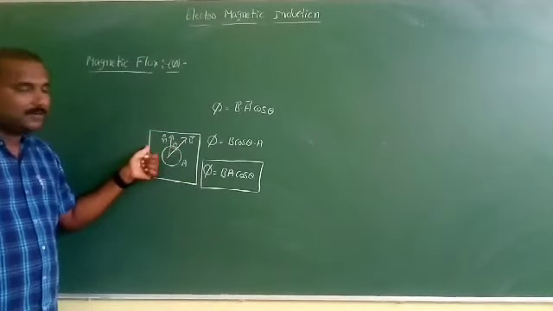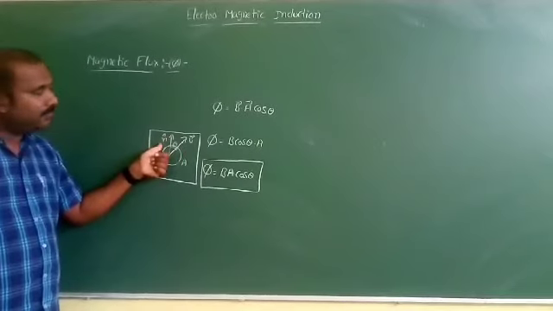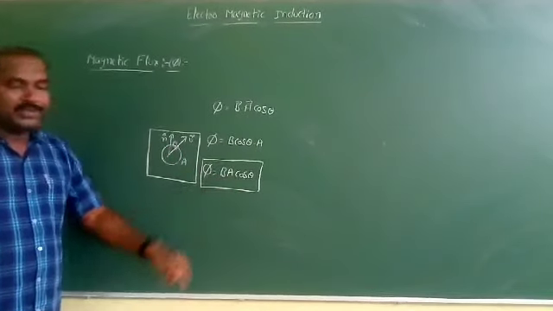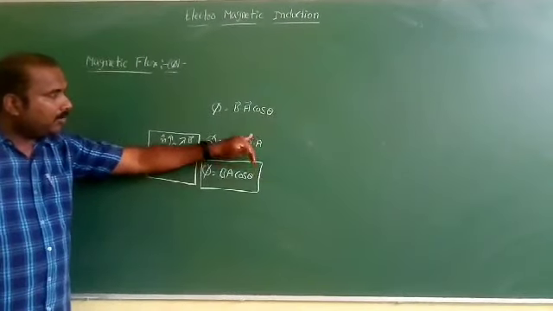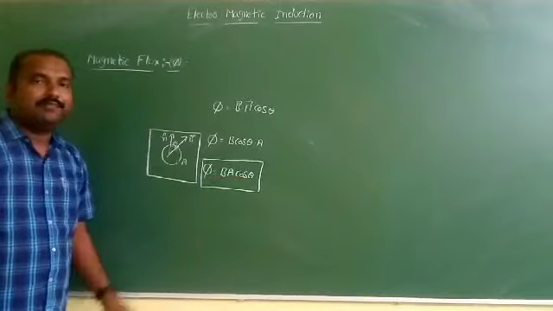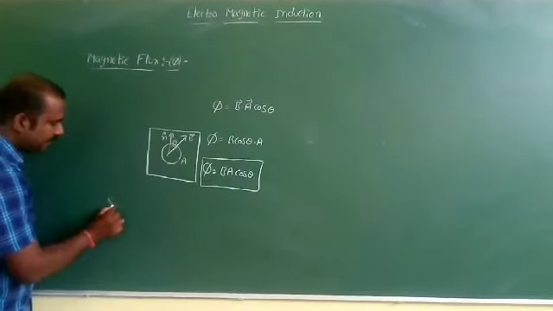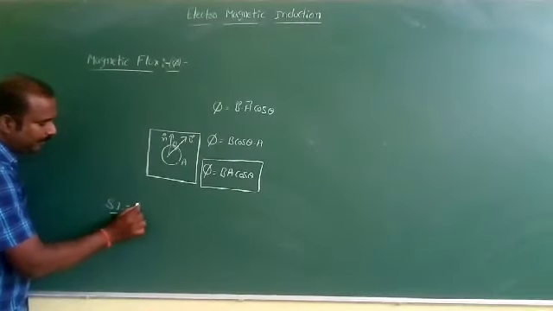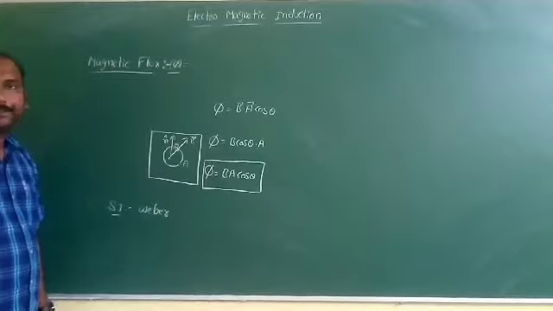Perpendicular to the plane of the surface means this will be the parallel component, and this will be the perpendicular component. B cos theta is the perpendicular component, and the product of area and the component perpendicular to the plane of the surface, that is B cos theta, gives the magnetic flux. What is its unit? Its SI unit is Weber.